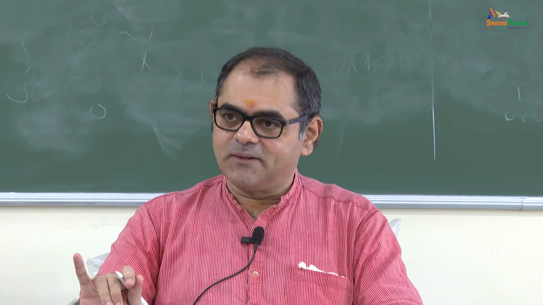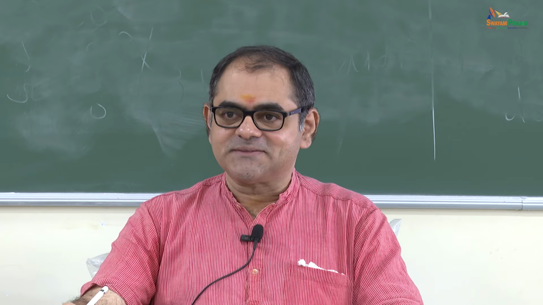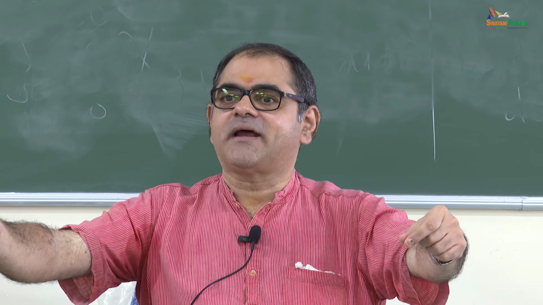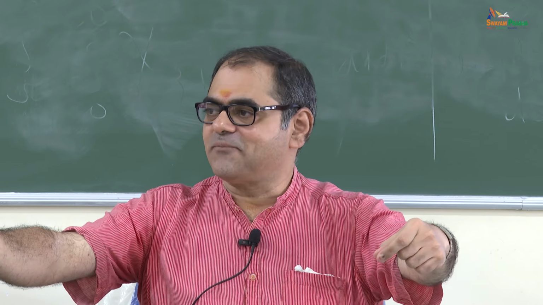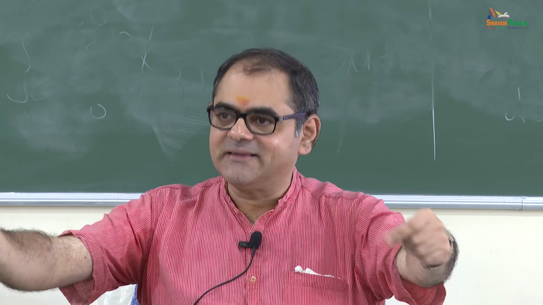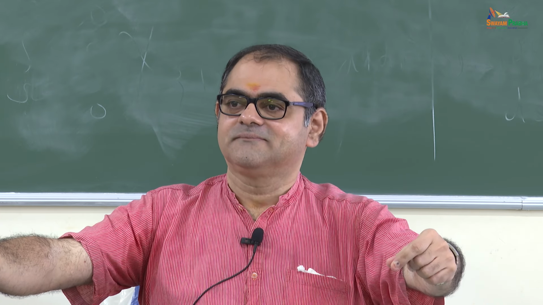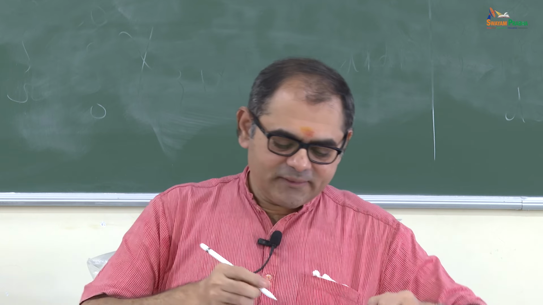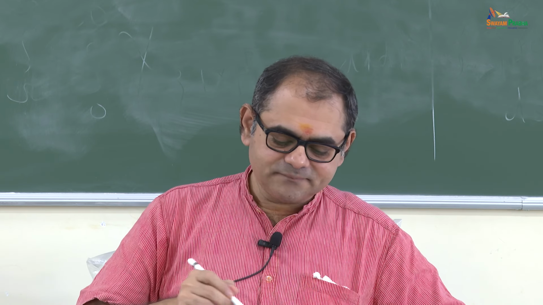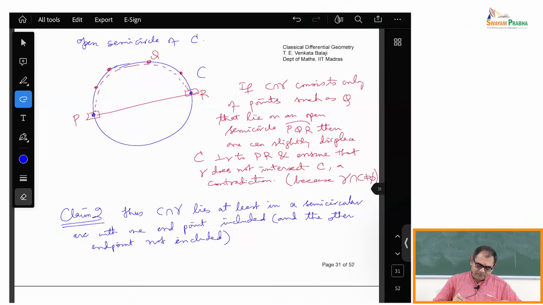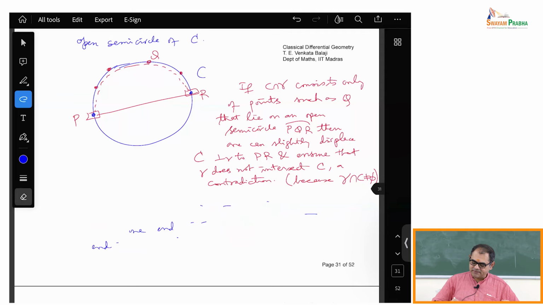That is point number 1. Point number 2, if it contains exactly 2 points, then these 2 points are antipodal. They are the endpoints of a diameter. This, for example, will happen for an ellipse. All right. So that's what I want to say. Let me write it correctly. Let me rub this off.